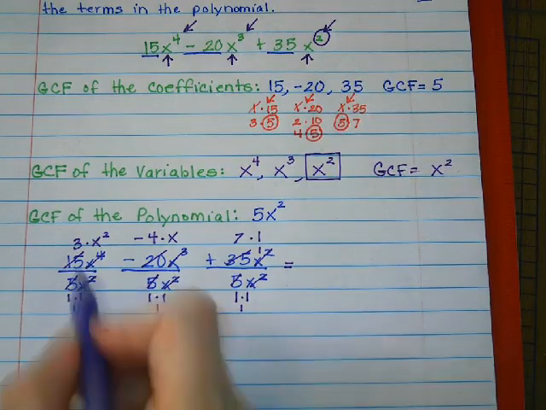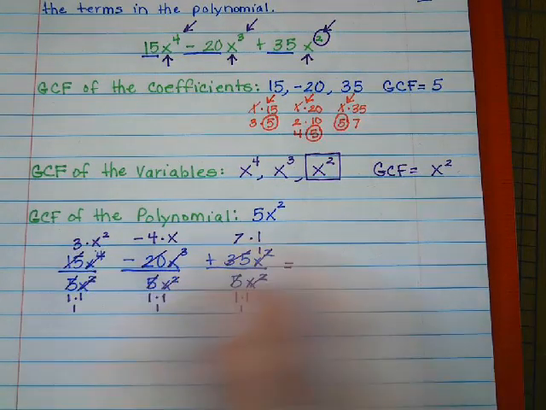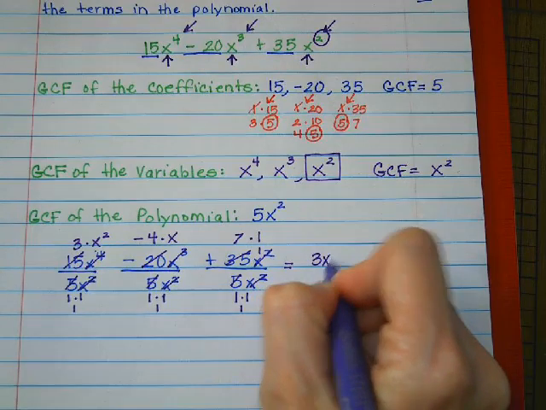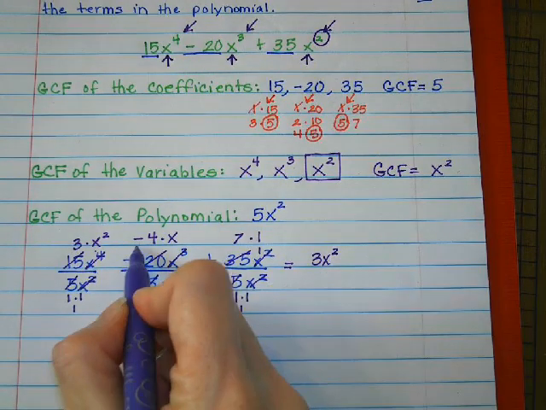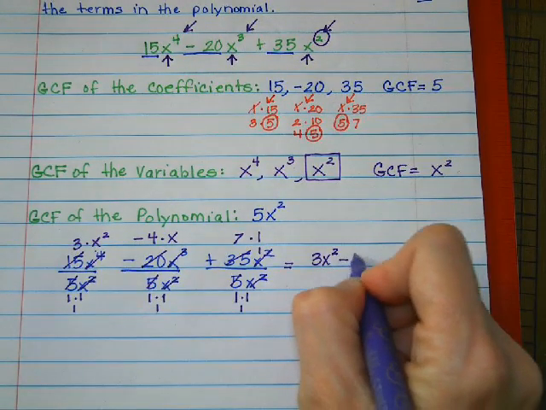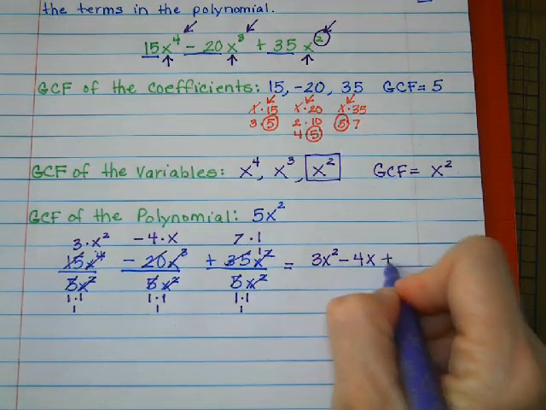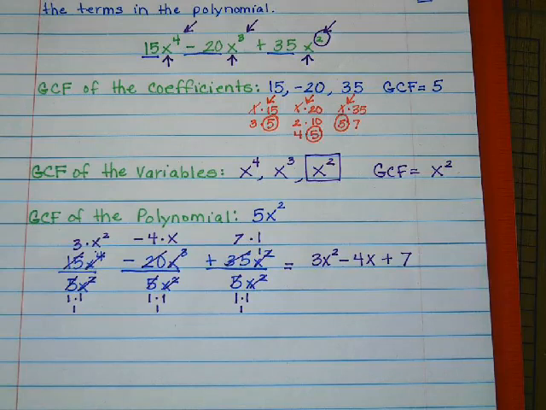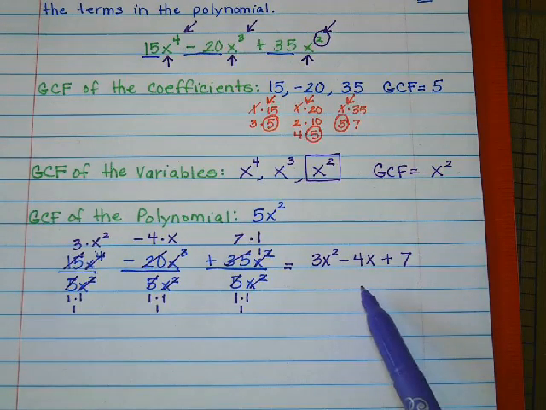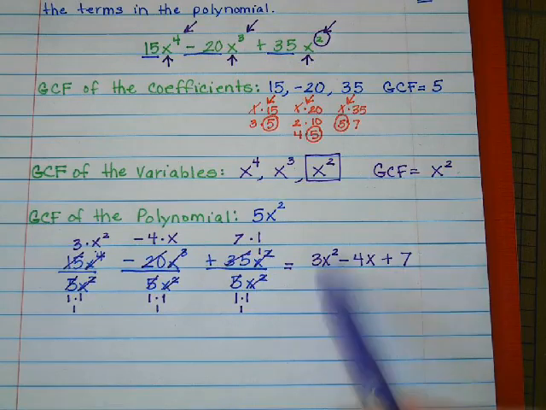So our first factor, we got 3 times x squared, which makes 3x squared. We have negative 4 times x, which is negative 4x. And we have 7 times 1, which is a positive 7. So now this would be the factored out form after we take out our greatest common factor. This is what we're left with.